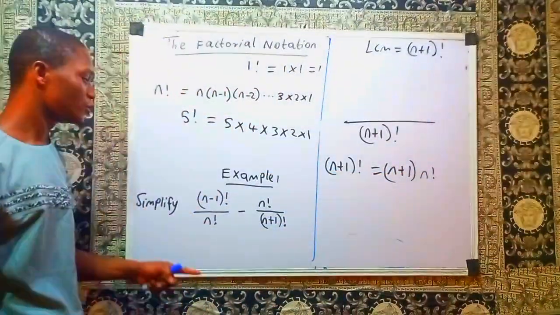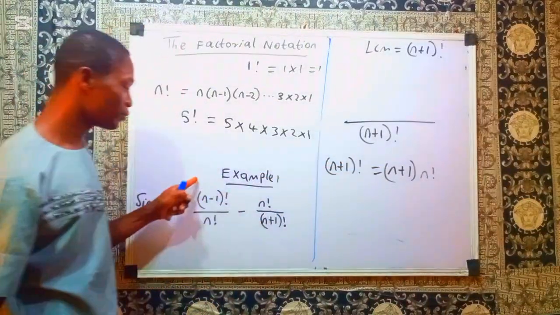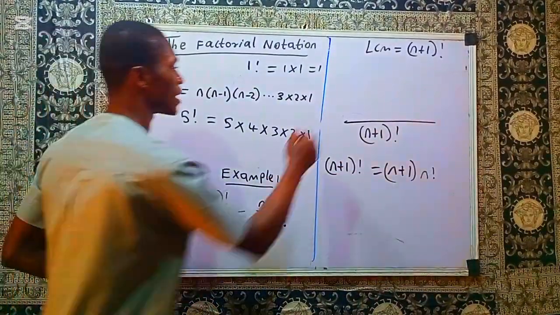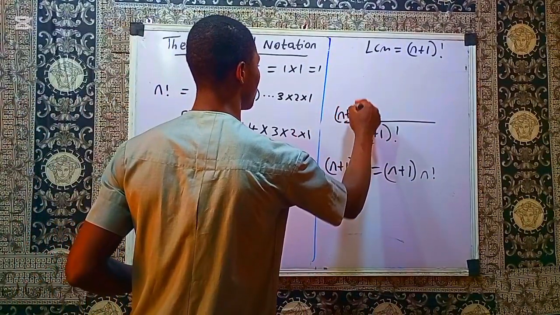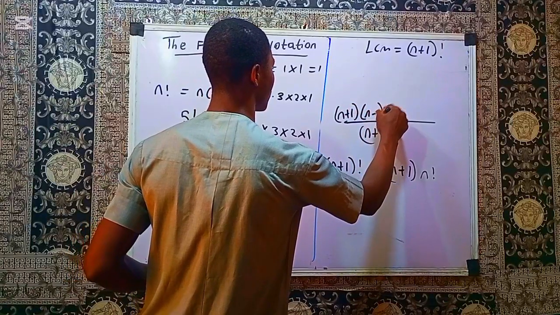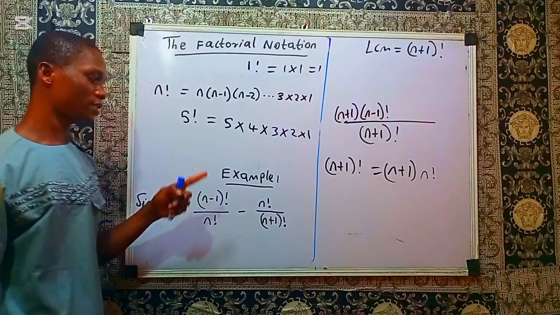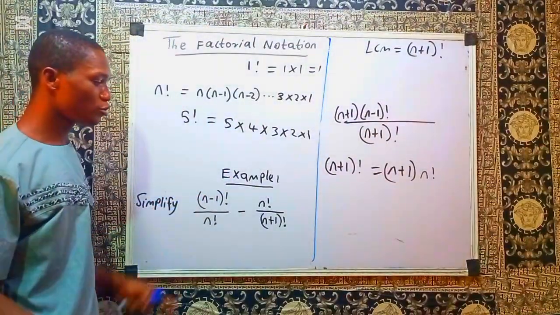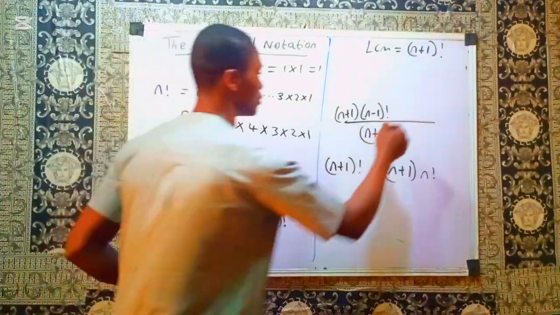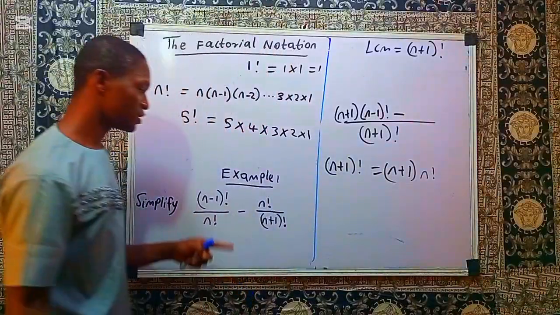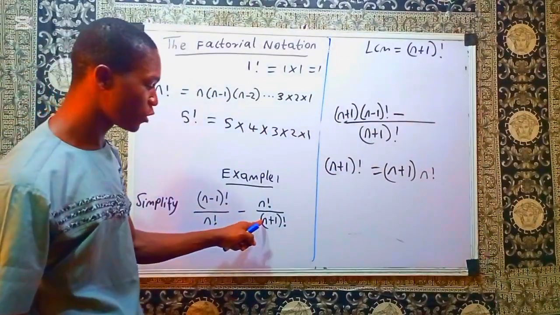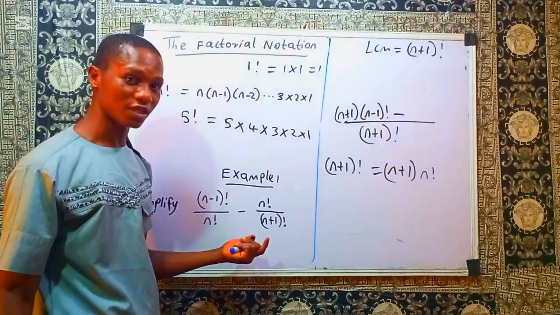N plus 1. You now use the result to multiply the numerator of the fraction. So I will have n plus 1 multiplying n minus 1 factorial, because n minus 1 factorial is the numerator, right? So you now go to, the next thing we have here is minus. Then coming to the second fraction, the denominator is what? N plus 1 factorial, which is actually our LCM.